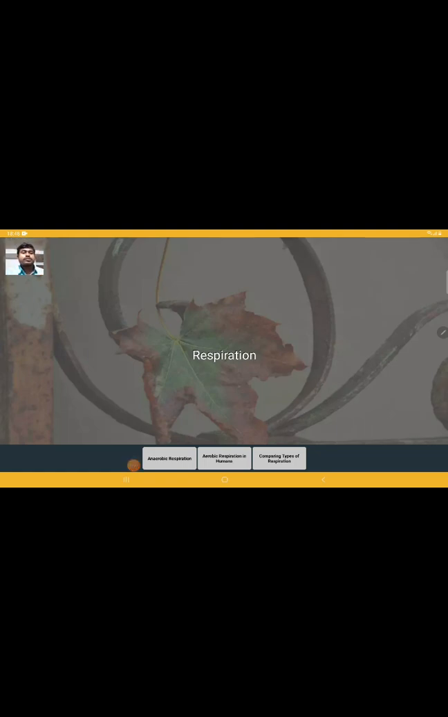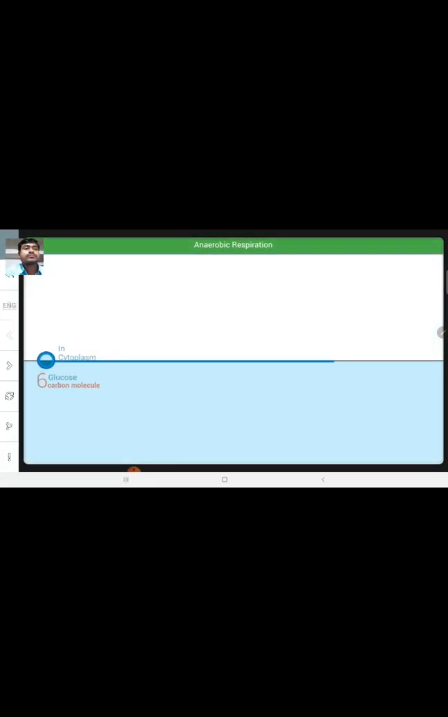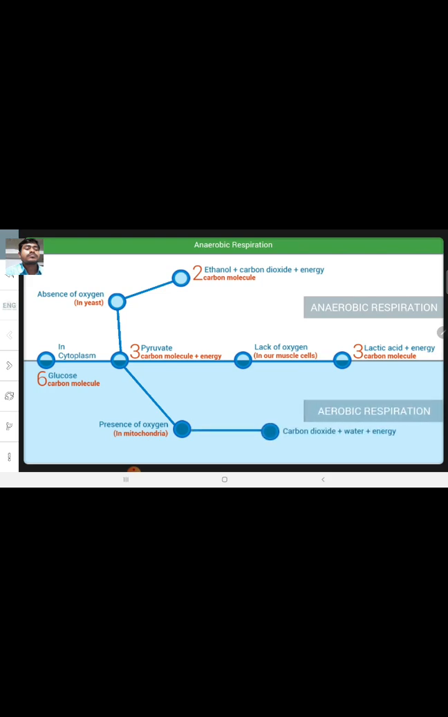Here we discuss respiration. In anaerobic respiration, oxygen is not necessary, although it can take place in the presence of oxygen. Pyruvic acid, which consists of 3 carbon molecules, is then converted into other products. Anaerobic respiration is also known as fermentation.